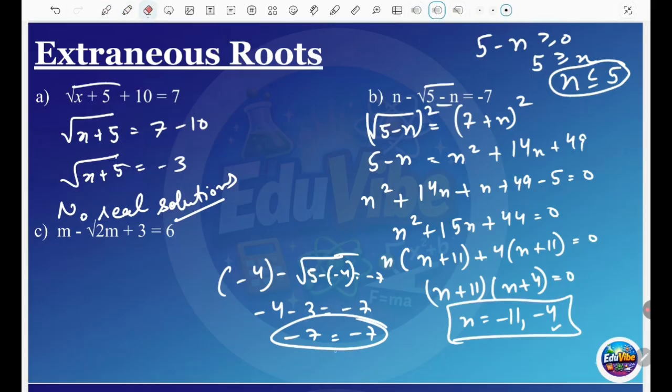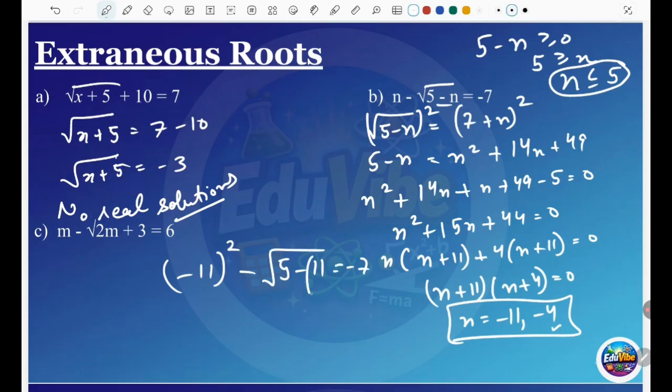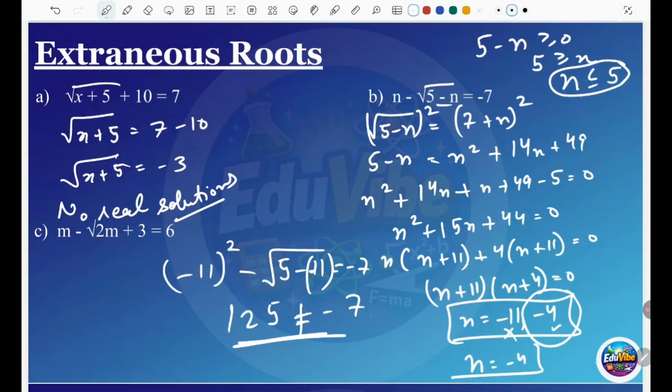But when you put minus 11 in this, minus 11 squared minus 5 minus 11 is equal to minus 7, you get something else. When you solve this, you get something like 125, which is not equal to minus 7. So minus 11 is not satisfying that. You have to check both if it is equal to minus 7 or not. If it is not equal to minus 7, that means minus 11 does not satisfy the answer. You have only minus 4 as your answer, which means n is equal to only minus 4.